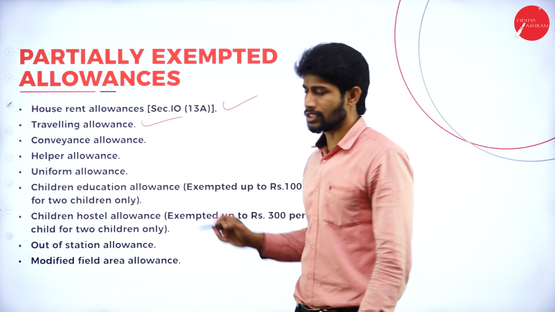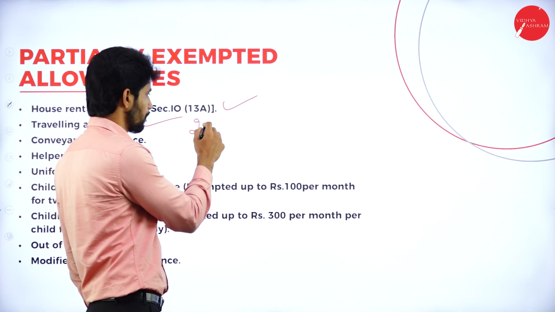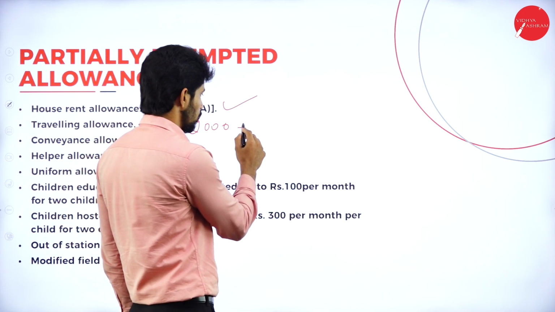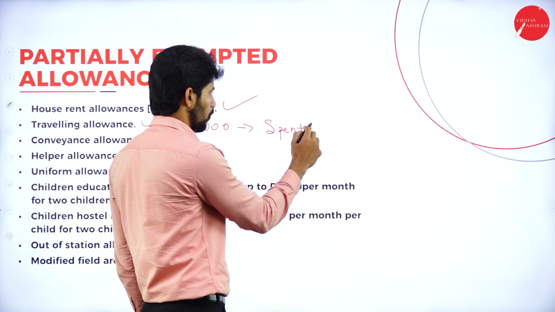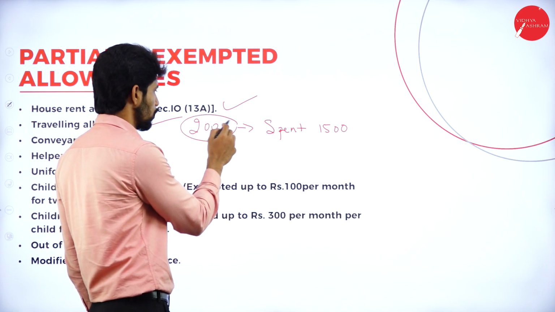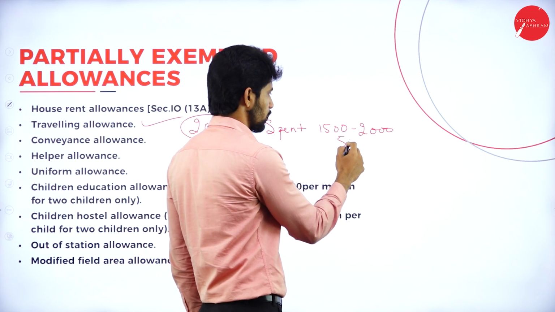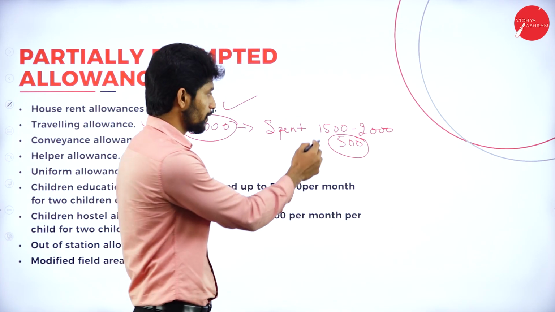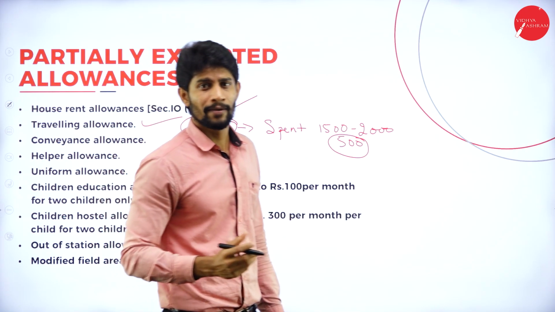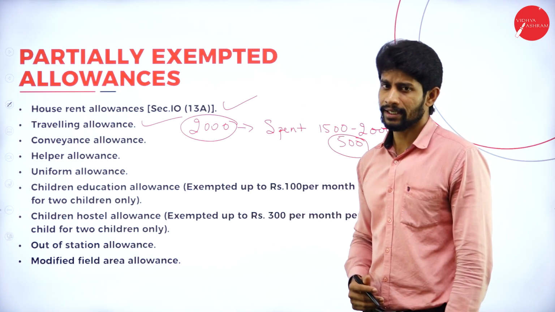Next, traveling allowance. For example, the employer provided you 2,000 rupees for the purpose of traveling. But how much did you spend? You spent only 1,500 rupees, but the employer provided 2,000 rupees. So the remaining 500 rupees is taxable. 1,500 is exempted because you used it. This 500 is taxable because you didn't use it. So traveling allowance is also partly taxable, partly exempted.